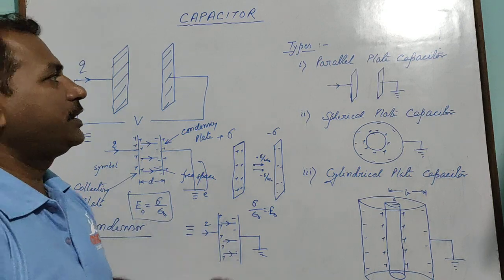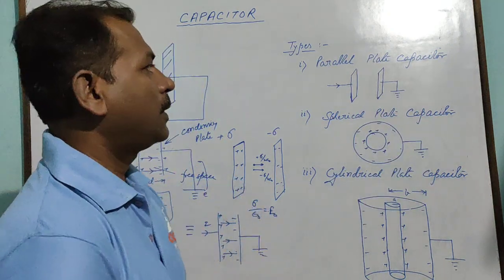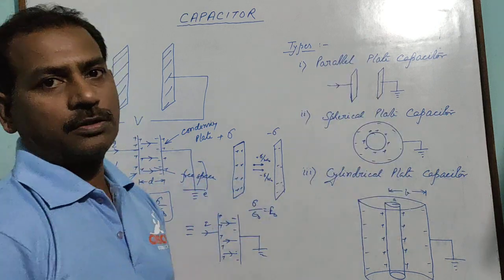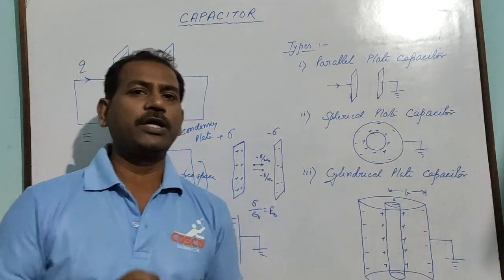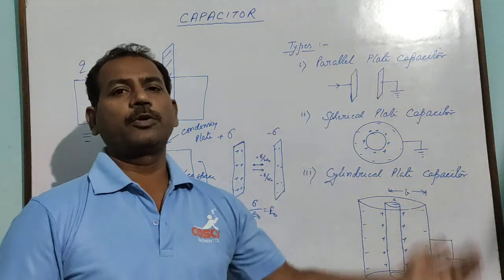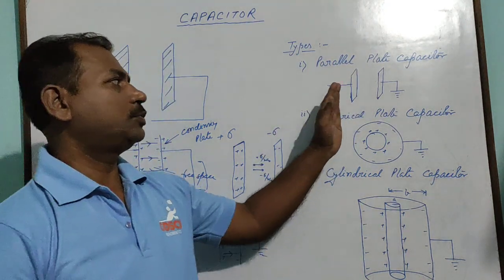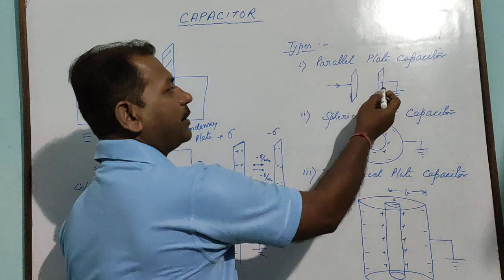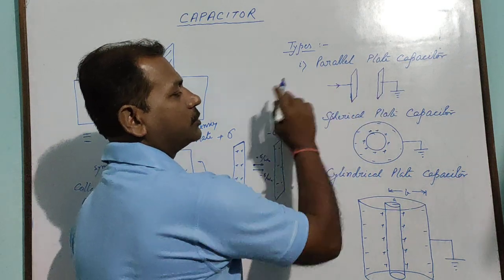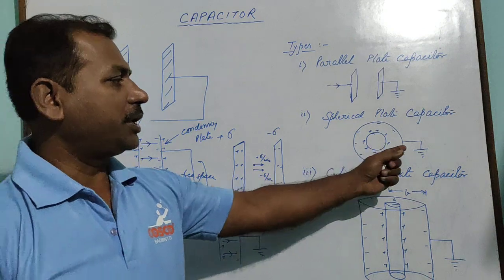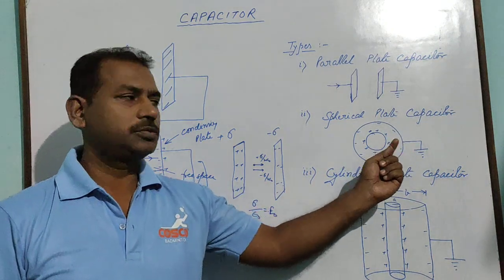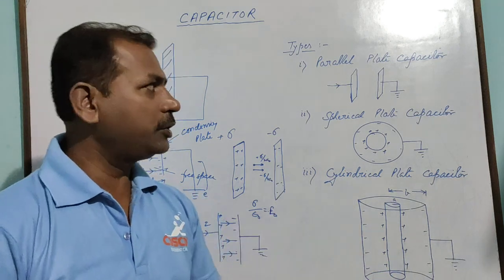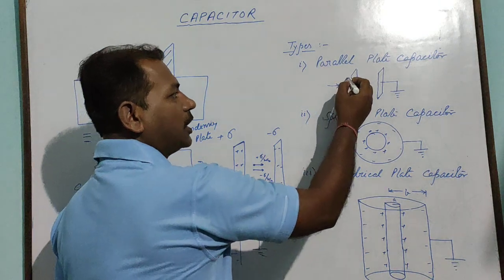We were discussing the different types of capacitors. One is the parallel plate capacitor, in which two metallic plates will be there, or sometimes to minimize the cost, we use different materials also, but they should be conducting in nature. These two plates are parallel to each other, with a separation between them. It is called parallel plate capacitor. Second is the spherical plate capacitor. Third is the cylindrical plate capacitor. In every figure you are observing that we are providing charge on one plate.